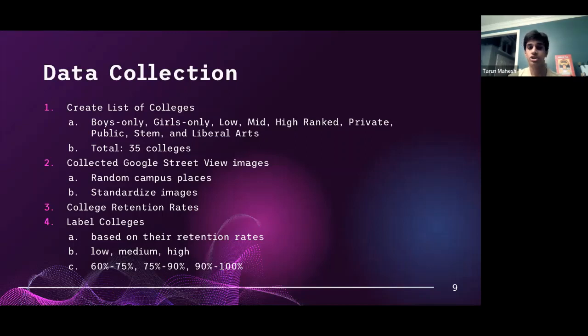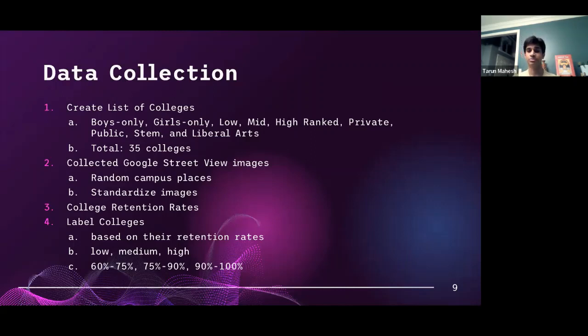We would label the colleges based on retention rates, and we split them up into 3 labels. The 3 labels were a low label, a medium label, and a high label. We split these 35 colleges up so that we would have 12 colleges considered under the low label, 12 colleges under the medium label, and 11 colleges under the high label.